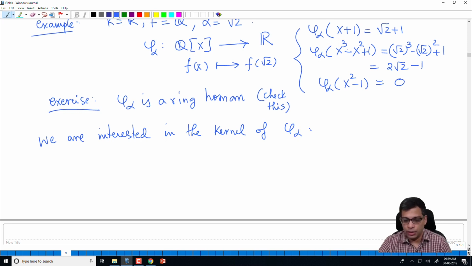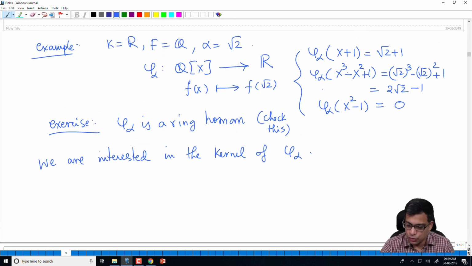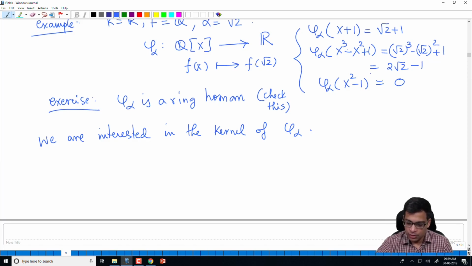In this example, if you see, x squared minus 1 is in the kernel. What is the kernel of a ring homomorphism? Things that map to 0. So x squared minus 1 goes to 0, but x cubed minus x squared plus 1 and x plus 1 are not in the kernel. What is the kernel? The kernel of phi alpha is all polynomials.